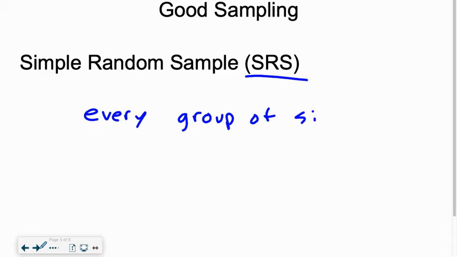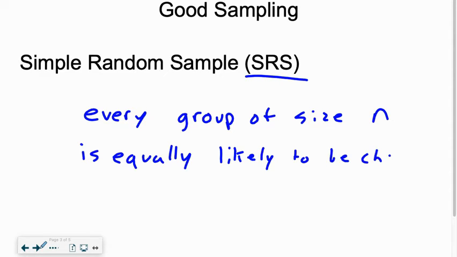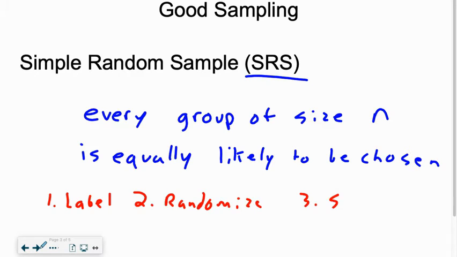Good sampling. What we want to do most times is what's called a simple random sample, or an SRS. In this, every group of size n, whatever size we're doing, is equally likely to be chosen. If you want to do an SRS, you label everyone. So if I numbered everyone in the class, then you randomize, and then you select. A good way to do this is using your calculator and the randInt feature. Number everyone and then use randInt to pick certain people.